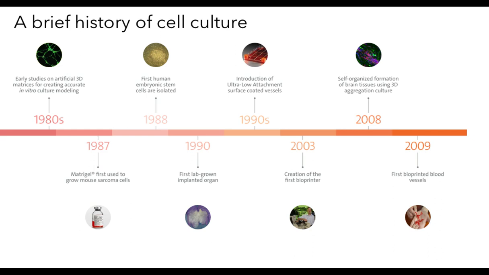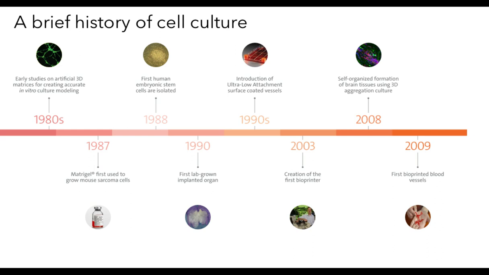In the 90s, implanted organs were first grown from lab-grown sources. And then there was a development of a range of novel surfaces, including ultra-low attachment surfaces on a whole variety of vessels. And these enable different cell lines to be grown. Once they'd adhered, they could be expanded, and they could be grown in very large vessels indeed.